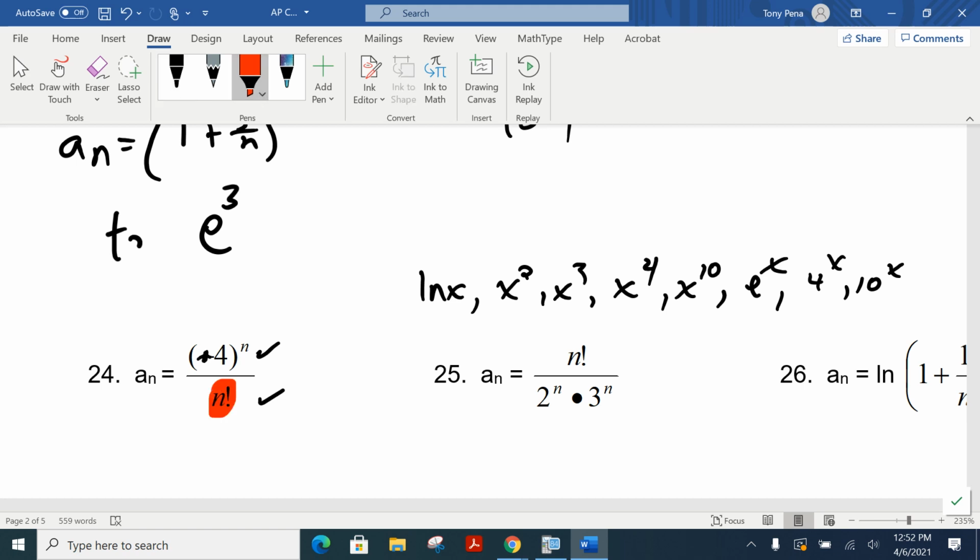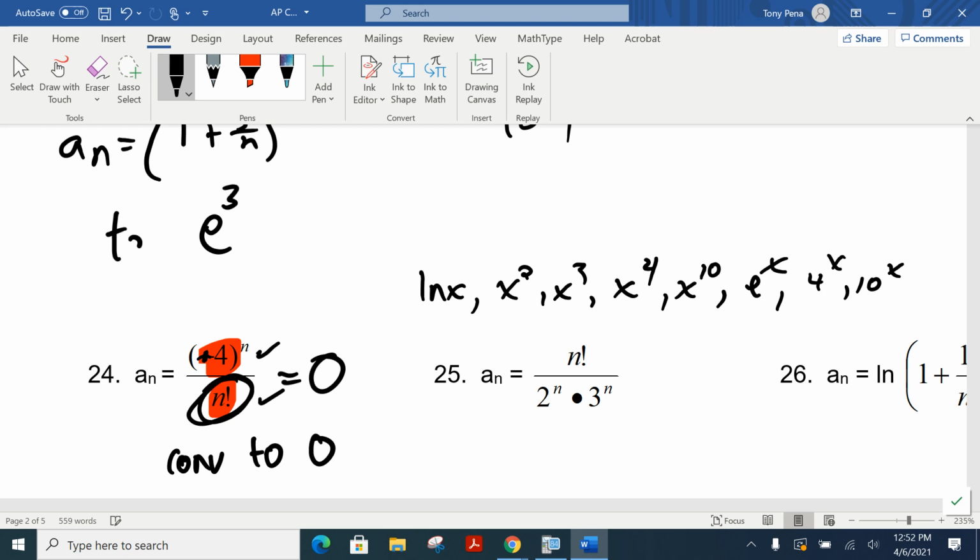Do you remember what a factorial is? All right, so if I give you 10 factorial, 10, 9, 8, 7, 6, 5, 4, all multiplied together. So 4 to the n, exponential functions grow very, very fast. And if I had time, I'd show this on the calculator. But exponential functions meet their match with our good old-fashioned factorial. It's crazy stuff here. So this is going to converge to 0.